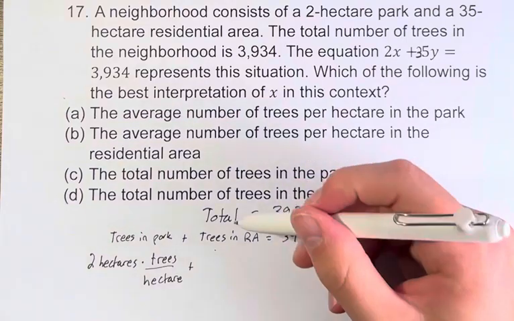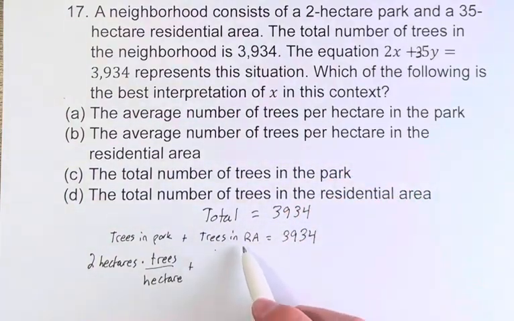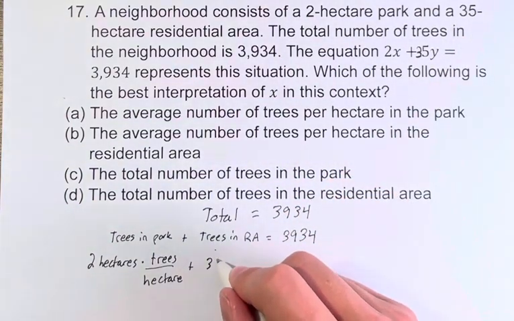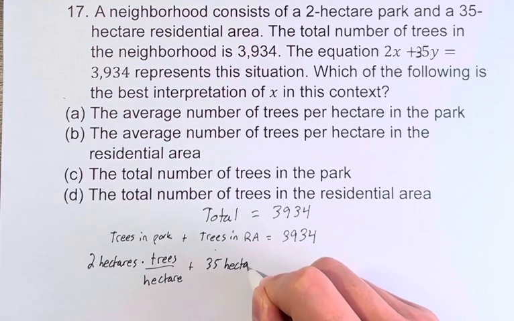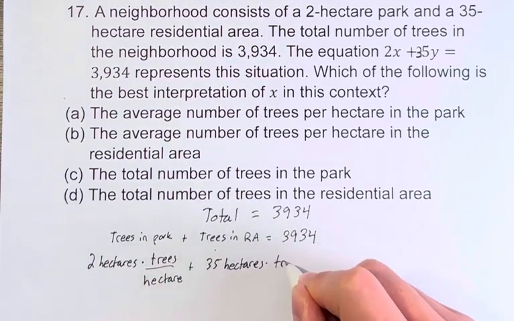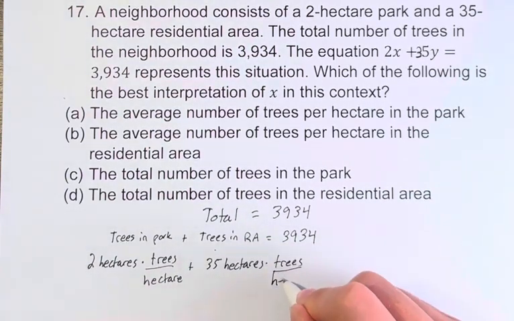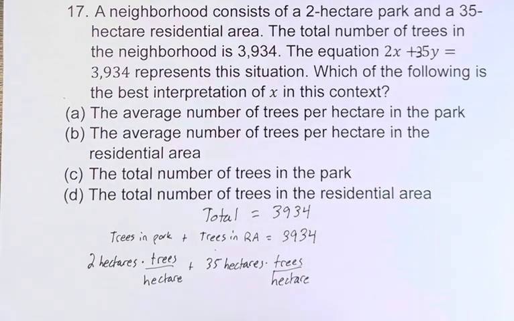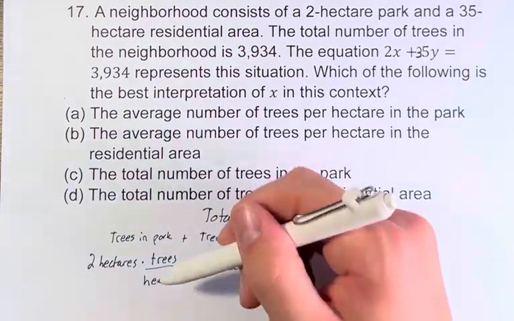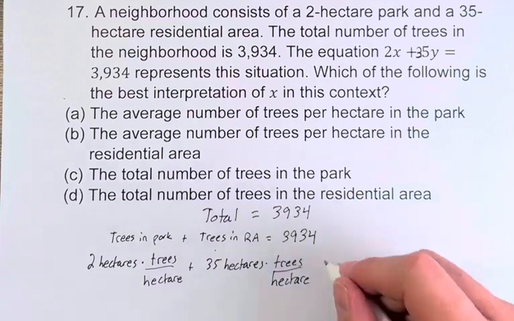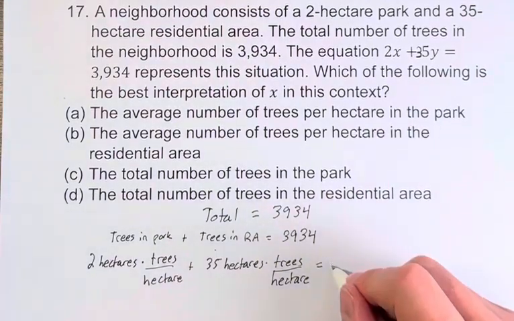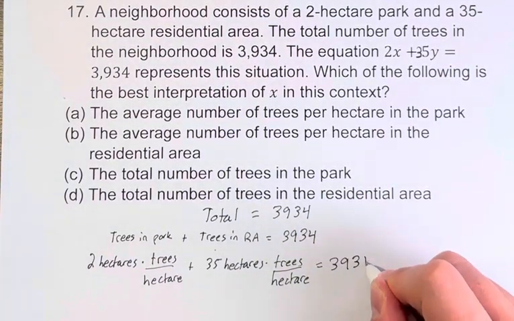And we can do a similar thing for the residential area. It's 35 hectares times the number of trees per hectare, which will likely be different since it's a different area than this trees per hectare. And these things added up equal 3,934.